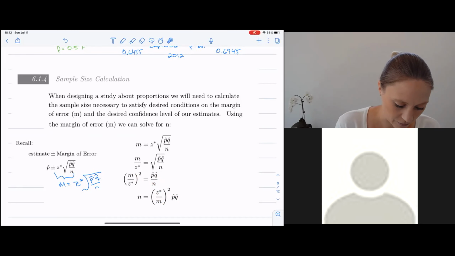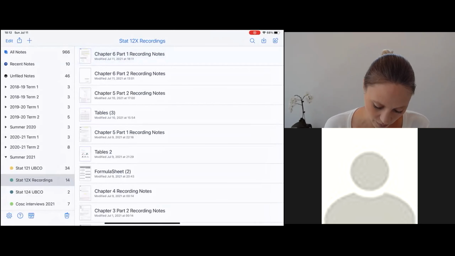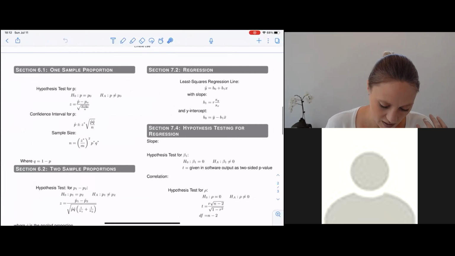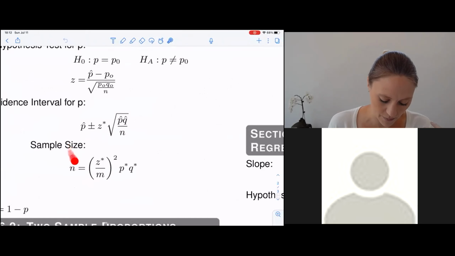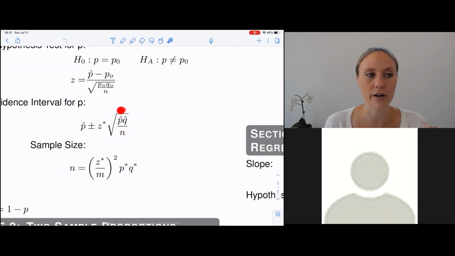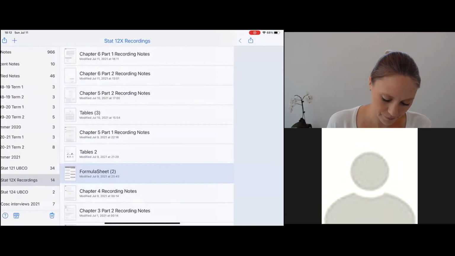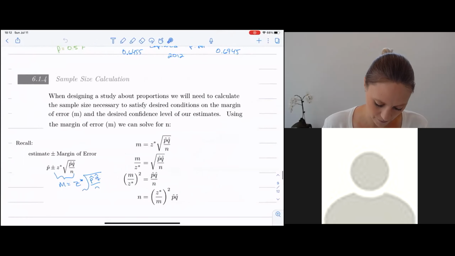If we go back to the formula sheet, that's on your formula sheet, right? So it's not something that I'm expecting you to remember or be able to do. It's just that if you want to ignore this sample size formula and remember that this is your margin of error and solve for n, then that's totally fine. You can do that, but you don't have to.